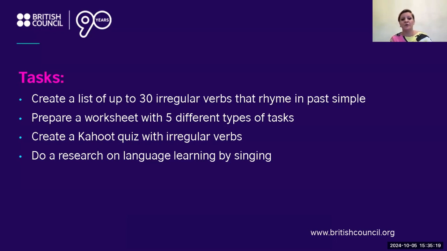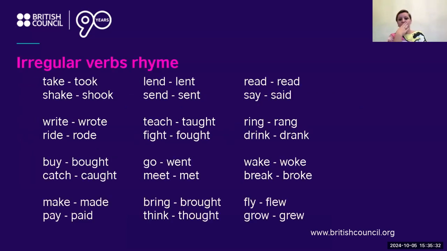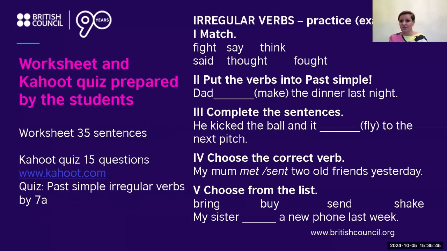They had to prepare a worksheet with 5 different types of tasks, create a Kahoot quiz with irregular verbs, and do research on language learning by singing. So in just 45 minutes, which is how long our lessons take, they made an irregular verbs rhyme with 24 verbs. They created a worksheet with 35 examples.